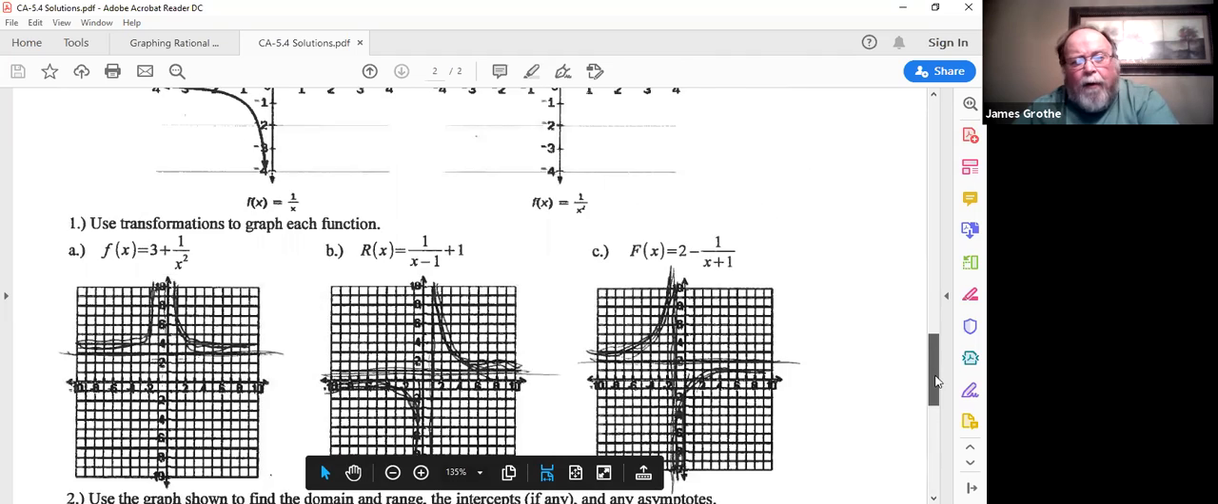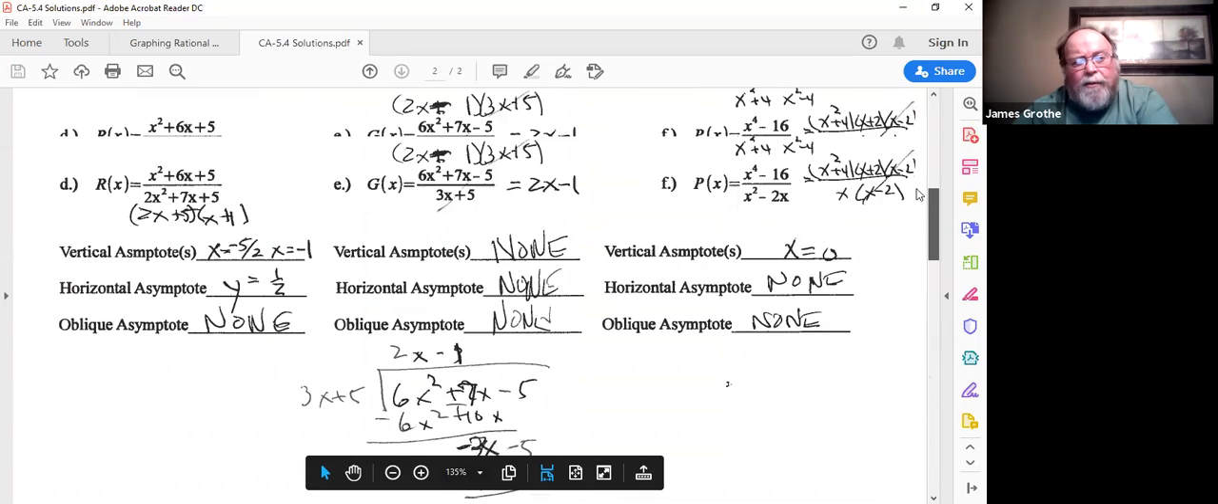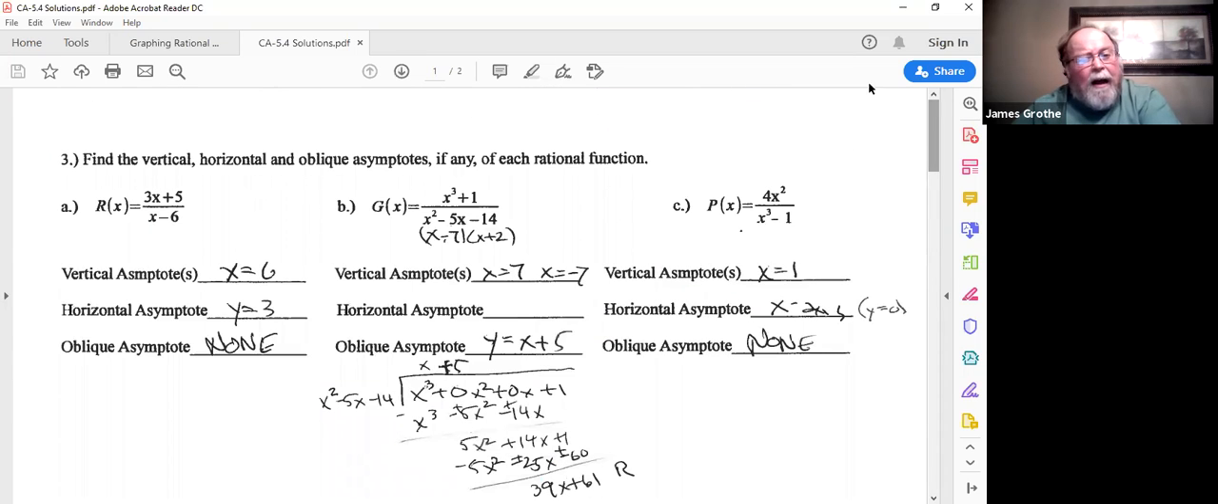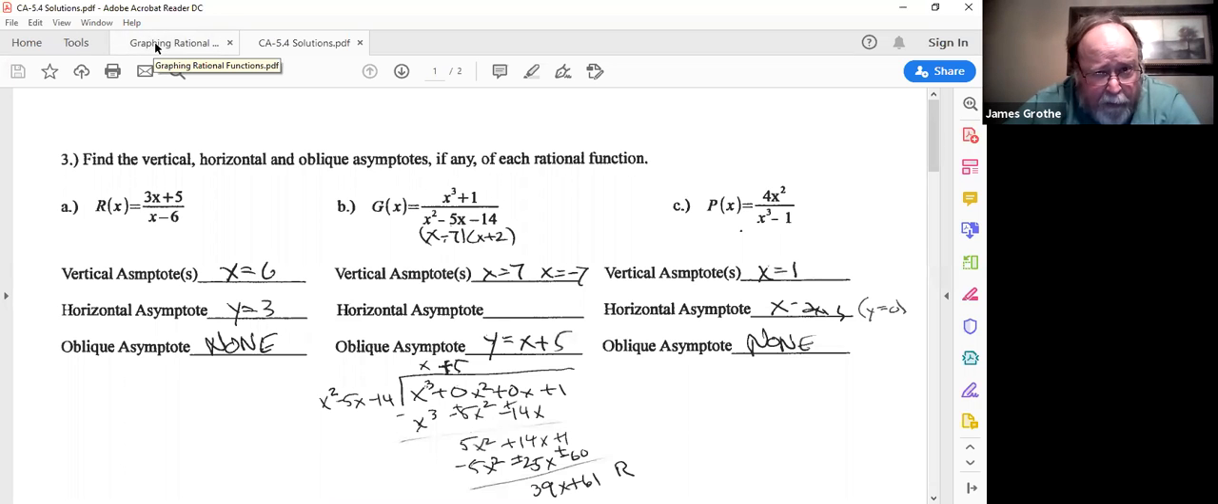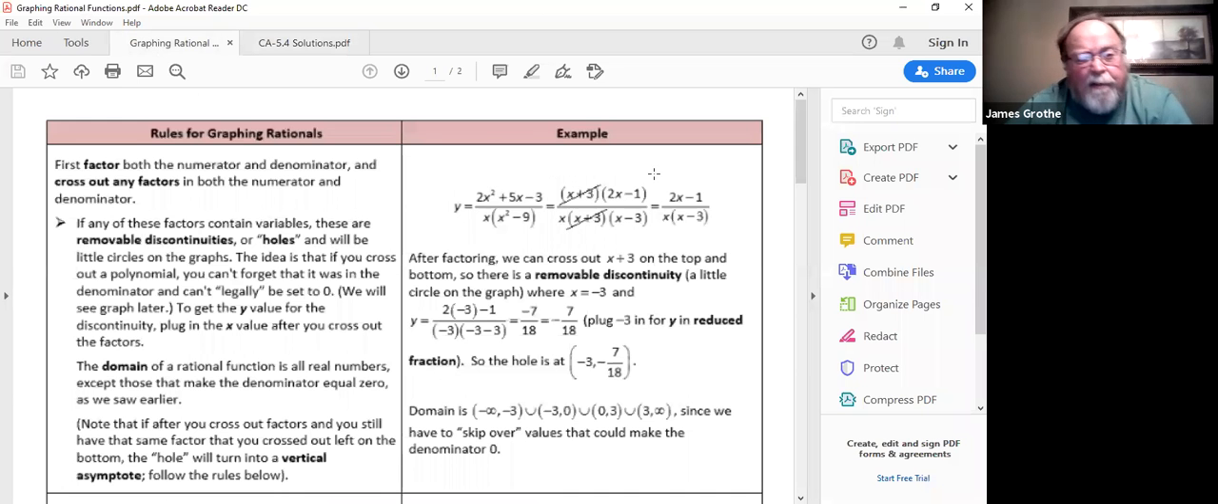Now, with all the talk about asymptotes, we're going to look at some equations of rational functions and find those asymptotes. For that, I'm going to switch over here to a different document, which will tell us how to do that.